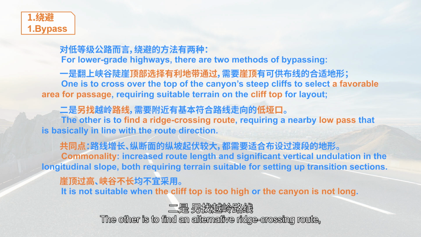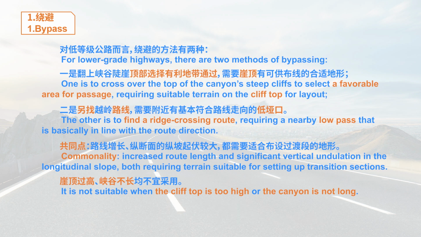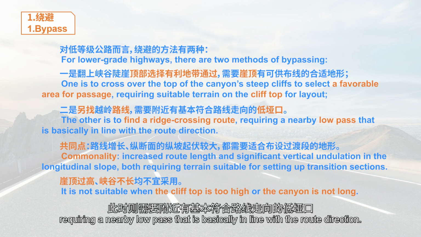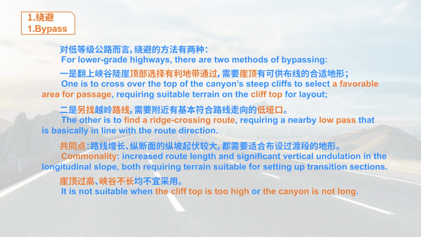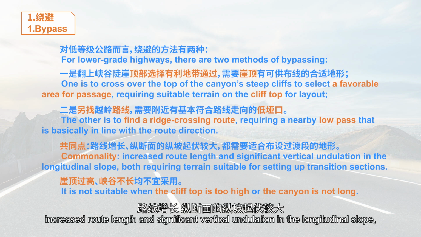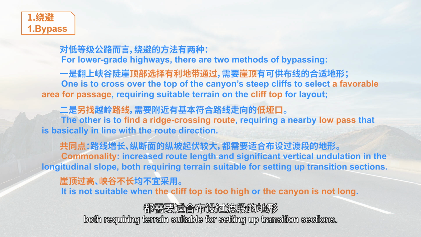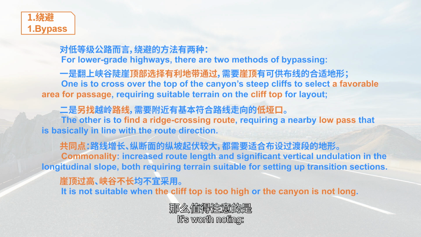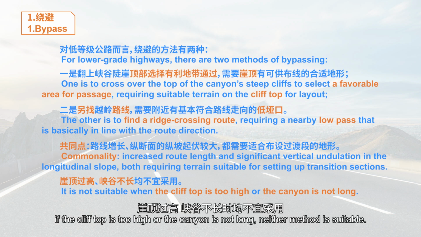The other is to find an alternative ridge crossing route, requiring a nearby low pass that is basically in line with the route direction. Both methods share commonalities: increased route length and significant vertical undulation in the longitudinal slope, both requiring terrain suitable for setting up transition sections. It's worth noting, if the cliff top is too high or the canyon is not long, neither method is suitable.